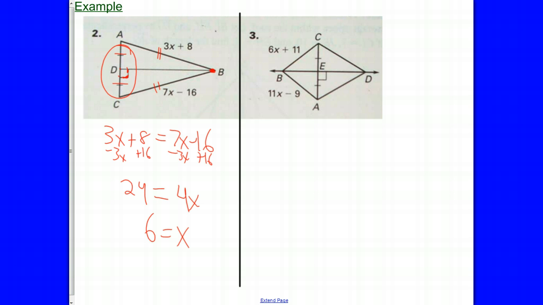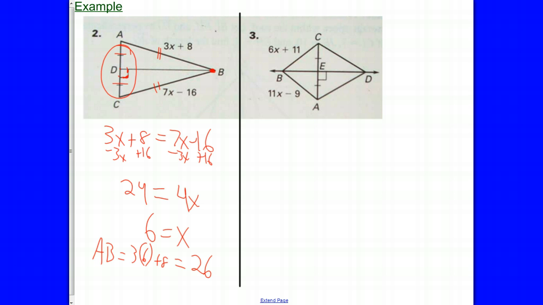Sometimes the questions might say, what is the length of AB? In which case, you would just take this x value of 6 and plug it in. 3 times 6 plus 8, that is 18 plus 8, 26, would be the length of segment AB. So pay attention to the question. Is it asking to solve for x? Is it asking what's the side length? You've got to make sure you're paying attention to that.